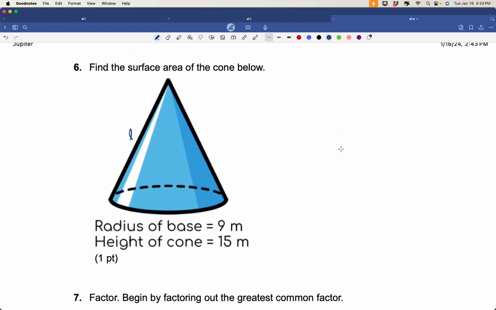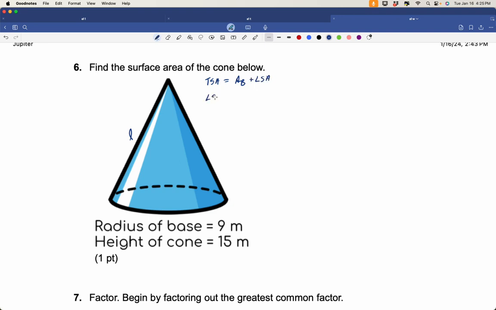Now I'm going to show you how to do it. For those of you who've had Pythagorean's theorem before, you're going to go, oh, why didn't I think of that? But here is how you do that. We've got to find the slant height of this cone. So in order to find the surface area, this total surface area for a cone is going to be the area of the base plus the lateral surface area.